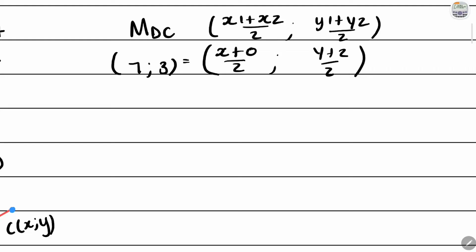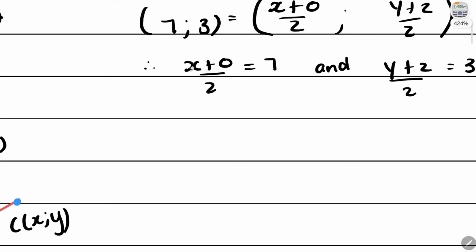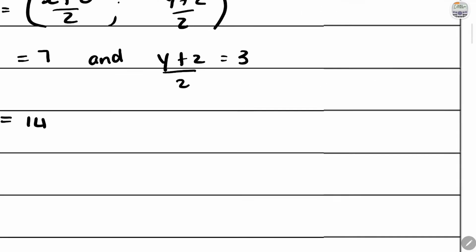Because they're equal, we can equate their x values and say that x plus 0 over 2 is equal to 7, and y plus 2 over 2 is equal to 3. Okay, so let's solve now. x plus 0 is still x, and so we just have a 2. You can just multiply both sides by 2, or see this as cross multiplying. 7 times 2 is 14, and x times this invisible 1 is x. So x is equal to 14.